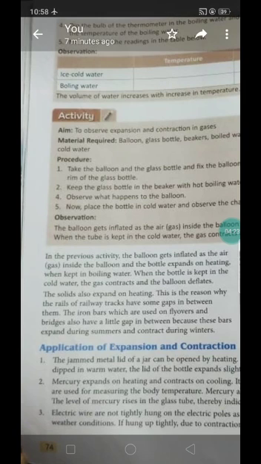This is the reason why the rails of a railway track have some gap in between them, and iron bars which are used on flyovers and bridges also have a little gap in between them, because these bars expand during summer and contract during winter.